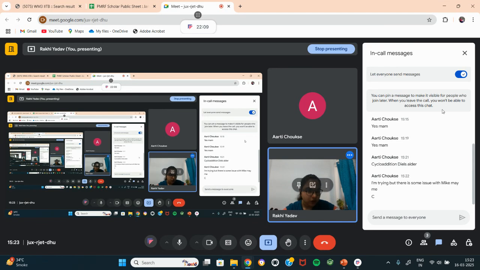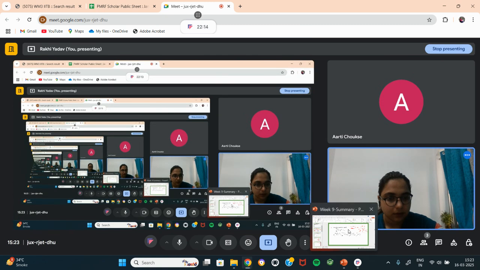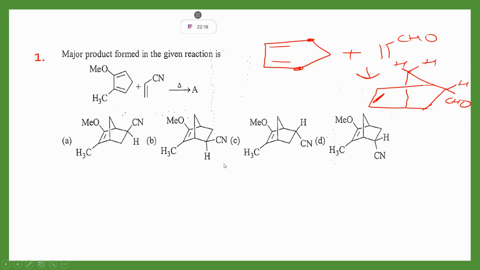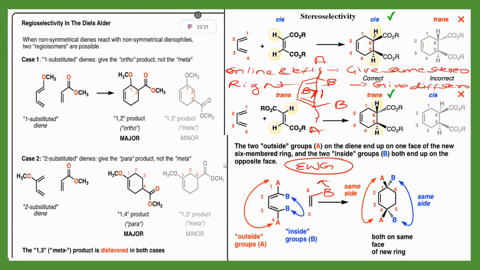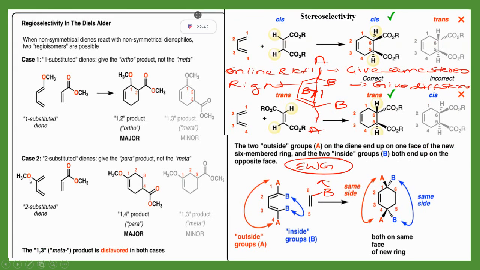Okay, so option number C you are saying. See, Aarti, if you go back to your regioselectivity, forget about this part. Just remember that this is your diene. So you see your OMe is at the internal carbon. And just now I have told you, if your substituents are at the internal carbon, then the electron withdrawing group and the electron donating group will be at 1,4 with respect to each other.